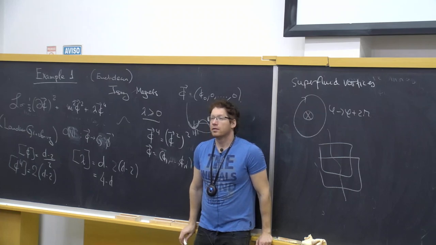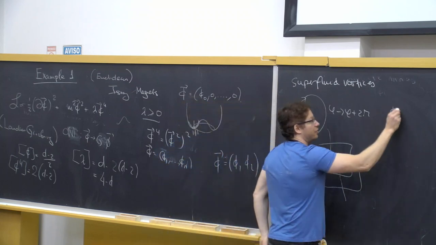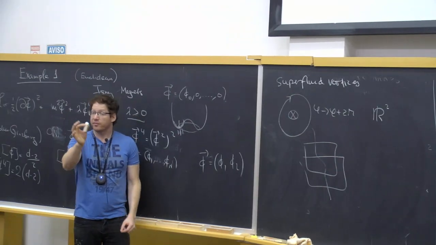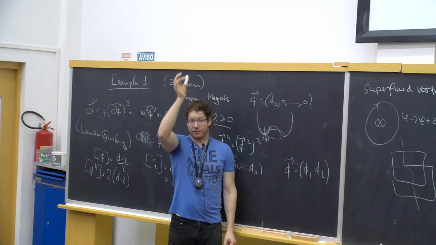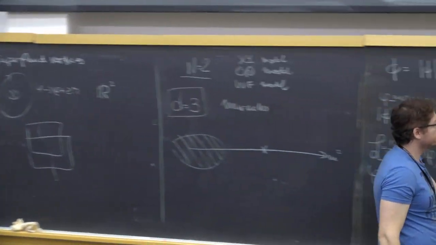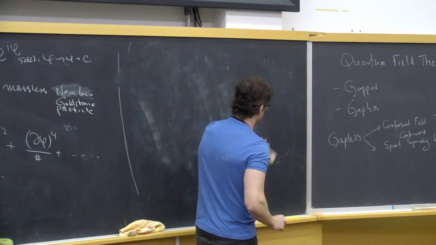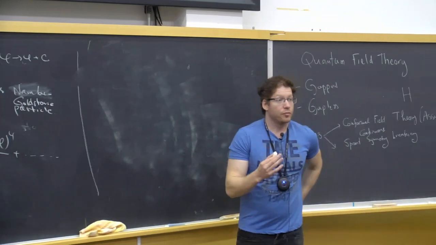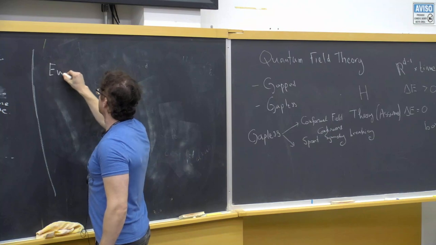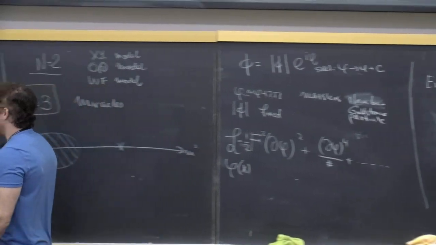Okay, so I should have said that that picture is taking place in R2. Otherwise, it makes no sense. So we're trying to describe slowly moving external vortices. So let's try to understand their properties. So we have to try to compute the energy that is stored in this vortex. So how do we do that?